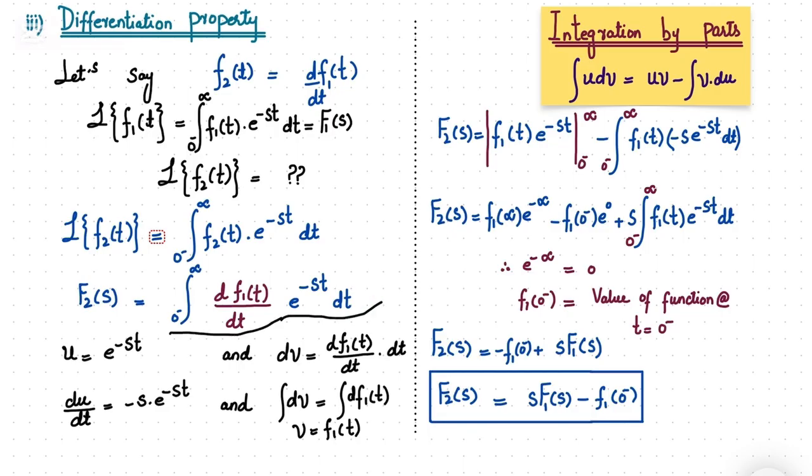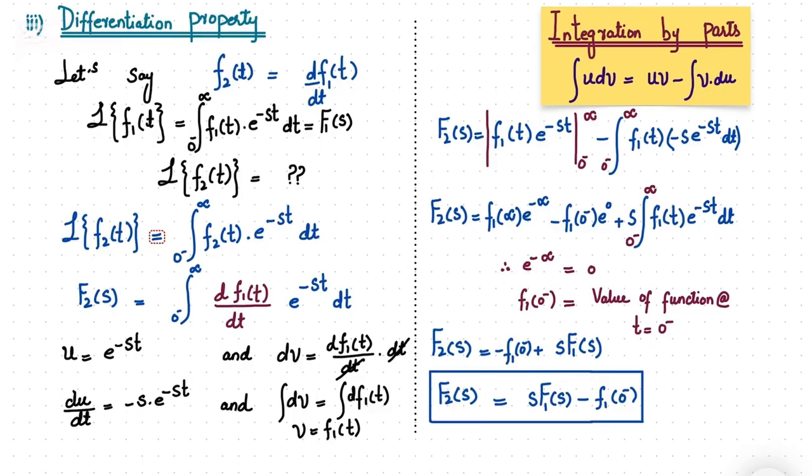Again, we need to apply the integration by parts formula, and we'll assume that our u function is e raised to power minus st only, and the dv function is the derivative of f1 of t multiplied by dt. So this dt can be cancelled by this dt. When we take the integral, v is equal to f1 of t, and from this u, when we take the derivative on both sides, we end up calculating du, which would be equal to minus s into e raised to power minus st multiplied by dt.